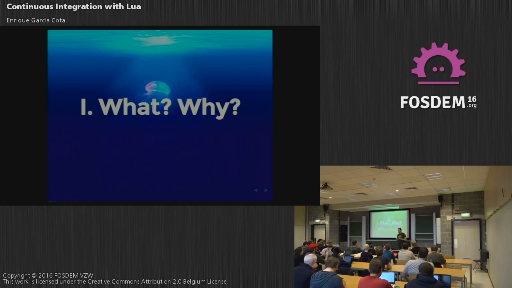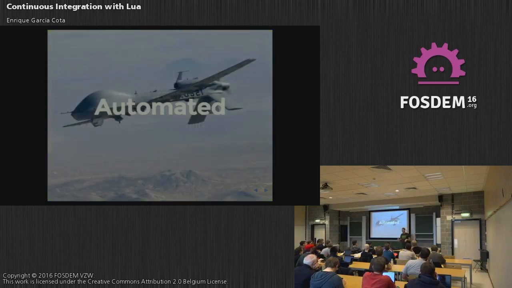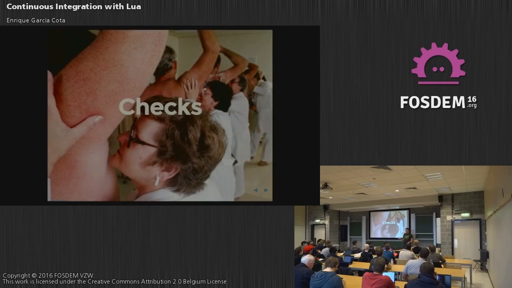I'm going to use the following definition. Continuous integration, for the purpose of this talk, means some automated and frequent checks done on code, normally on a repo somewhere. So taking each word individually, automated means that they are done by machines by themselves without any human having to say, run the tests now. Frequent means that they happen quite often, ideally several times per day, usually every time anyone makes a commit in the repo. And finally, the checks themselves can be quite different.